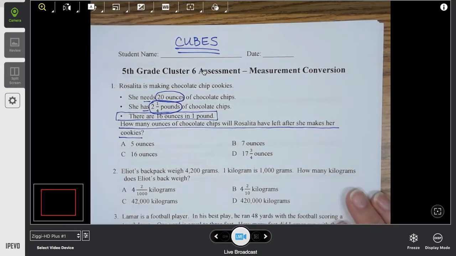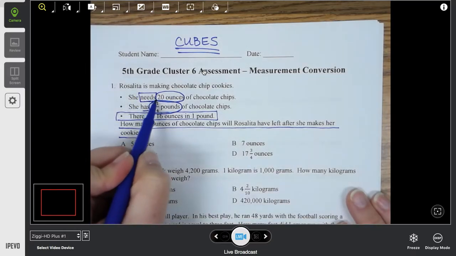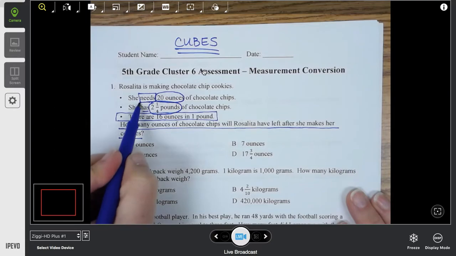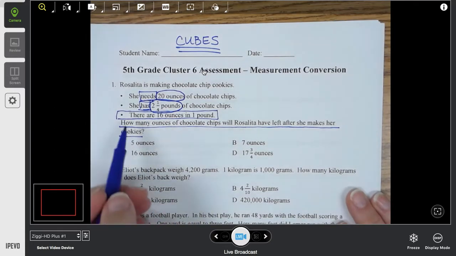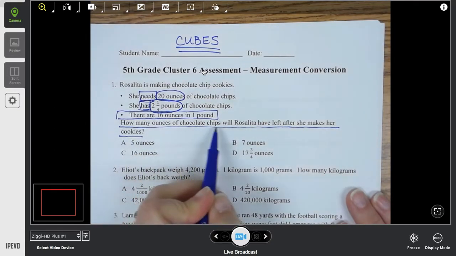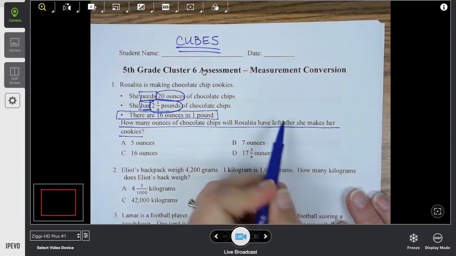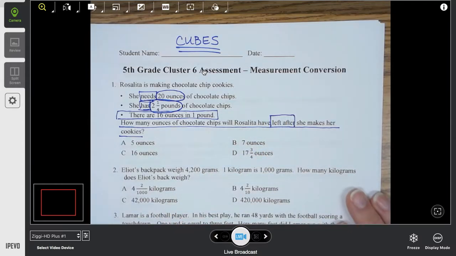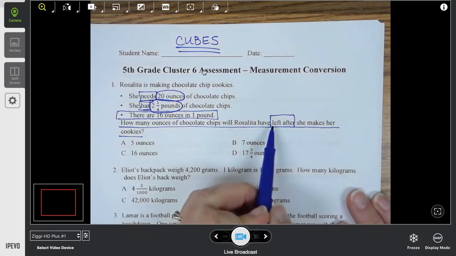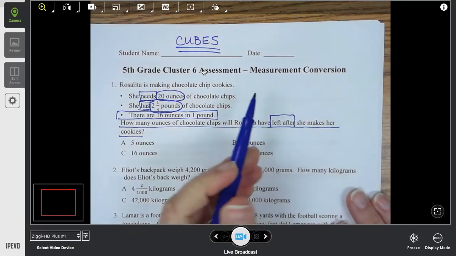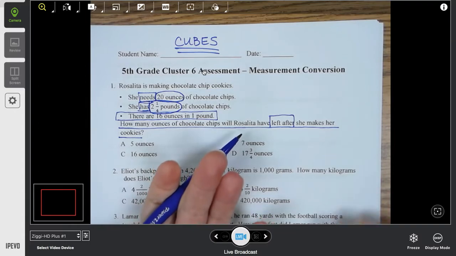Okay, let's box some keywords. She needs this amount. She has this amount. And then we have to figure out how many ounces of chips will Rosalita have left after she makes her cookies. So if I'm going to have some left, that means I'm going to have to tell the difference between what I have and what I need.